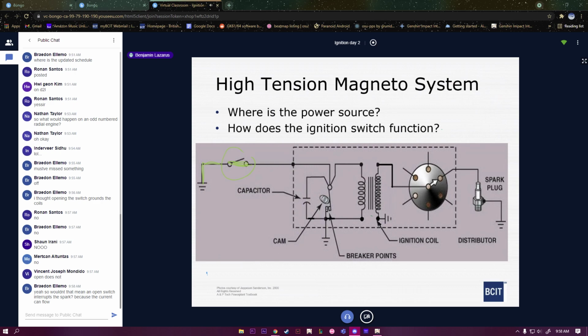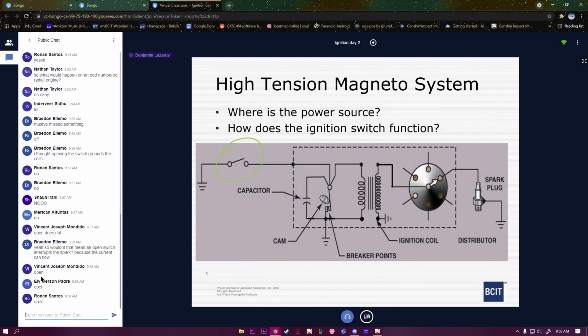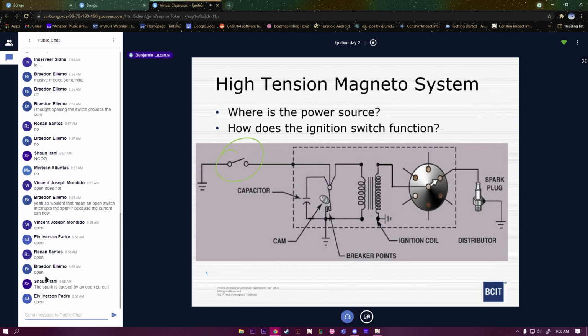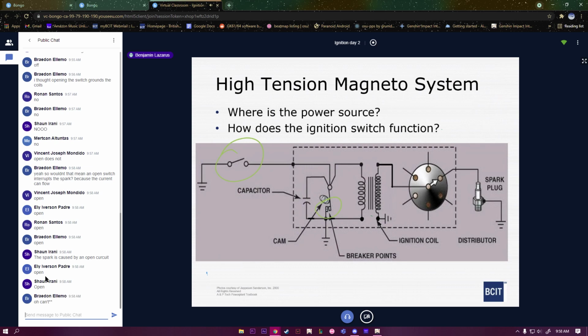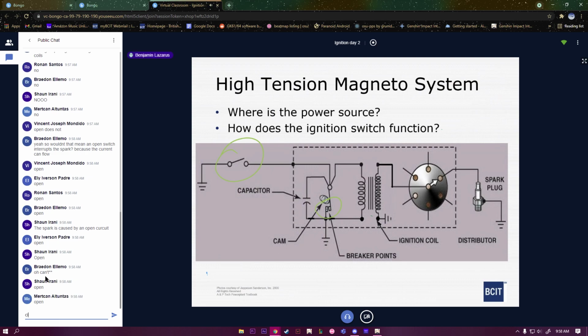An open switch interrupts the spark because the current can't flow. Is this switch open or closed? Right, so that switch is open. Does the spark happen when those points open or when they close? Right, so the current can't flow.